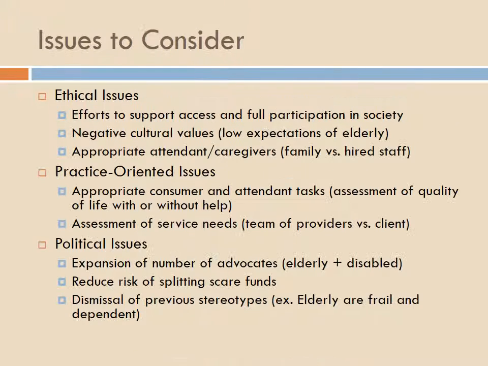As discussed by the authors, during this push towards adopting a disability approach for home care services, there are many ethical, practice-oriented, and political issues to consider. Some questions to ask are, will the key goals of younger disabled persons and older populations align? Will providers adjust their lower expectations for the elderly? Can consumer and attendant tasks support autonomy?